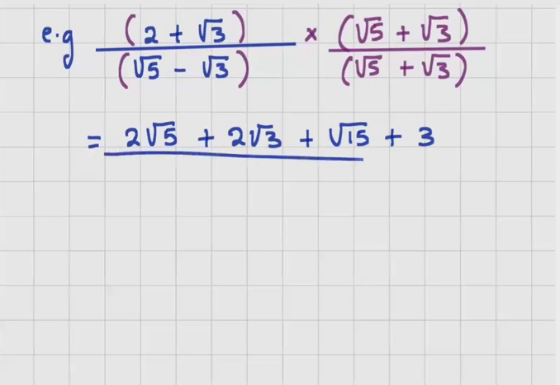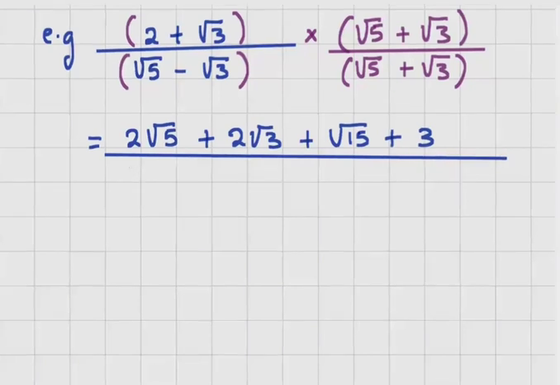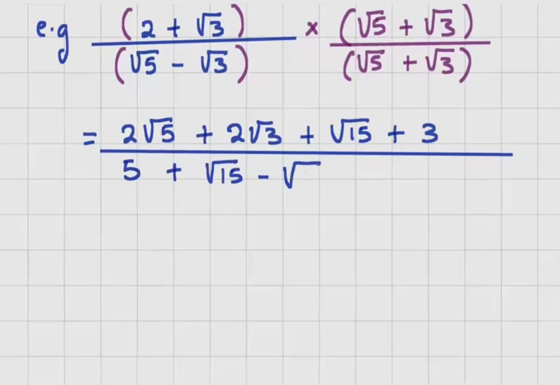Then we move on into the denominator. Let's expand. Root 5 multiplied by root 5 returns a whole number 5. Root 5 multiplied by root 3 is positive root 15. A negative root 3 and a positive root 5 is a negative root 15. And finally, the last term, a negative root 3 and a positive root 3 would return a negative 3. All right, so this is what we have after expanding.